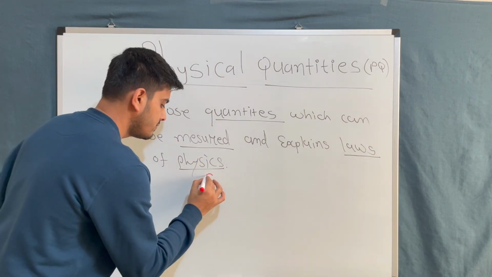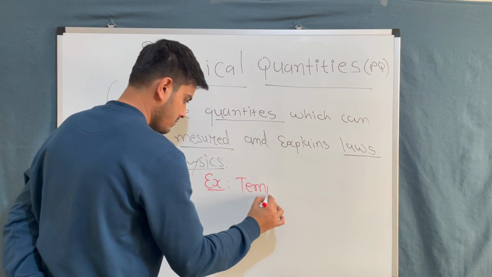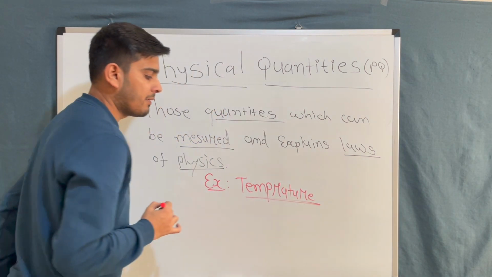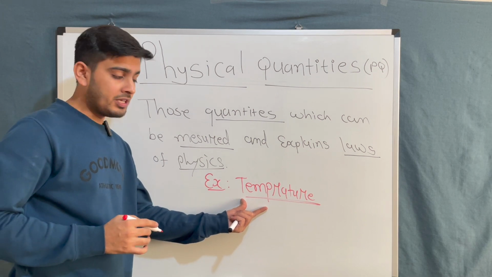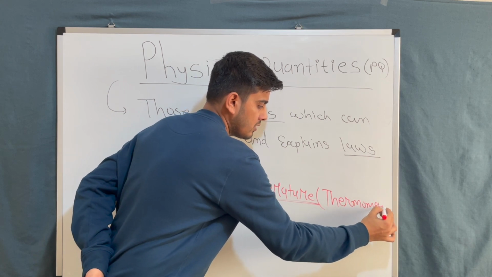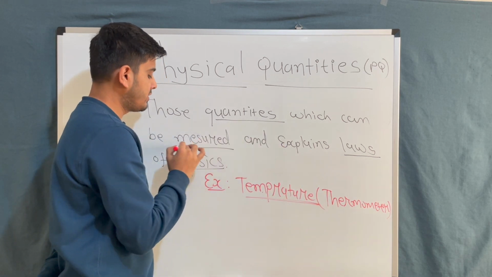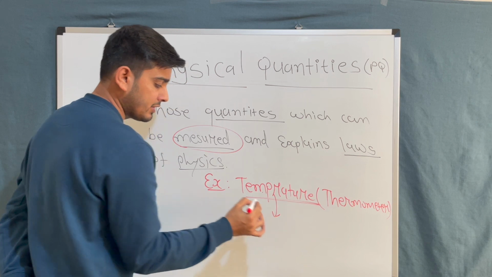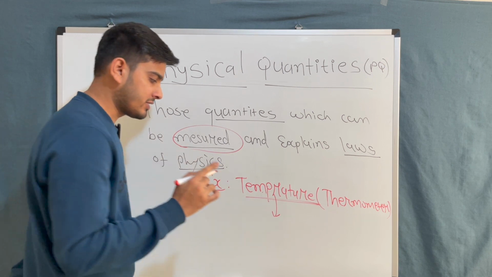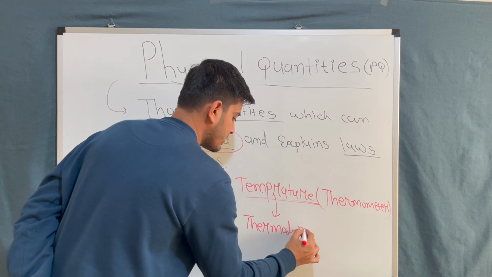For example, temperature. Temperature can be measured using thermometers. Thermometer is an instrument. So temperature can be measured using a thermometer, and we use temperature to explain a very important law of physics, which is the law of thermodynamics. So we use temperature to explain thermodynamics.